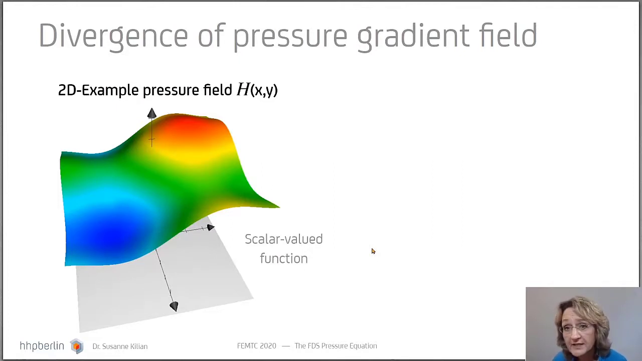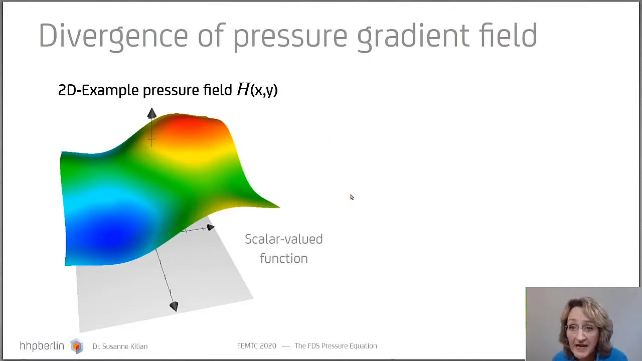Then the pressure is going to grow, and you will have a local expansion of gas leading to a flow from high to low pressure. The left plot here shows an example of a resulting pressure field in 2D. Now remember, we are interested in the divergence of the pressure gradient. So first, what's the gradient?